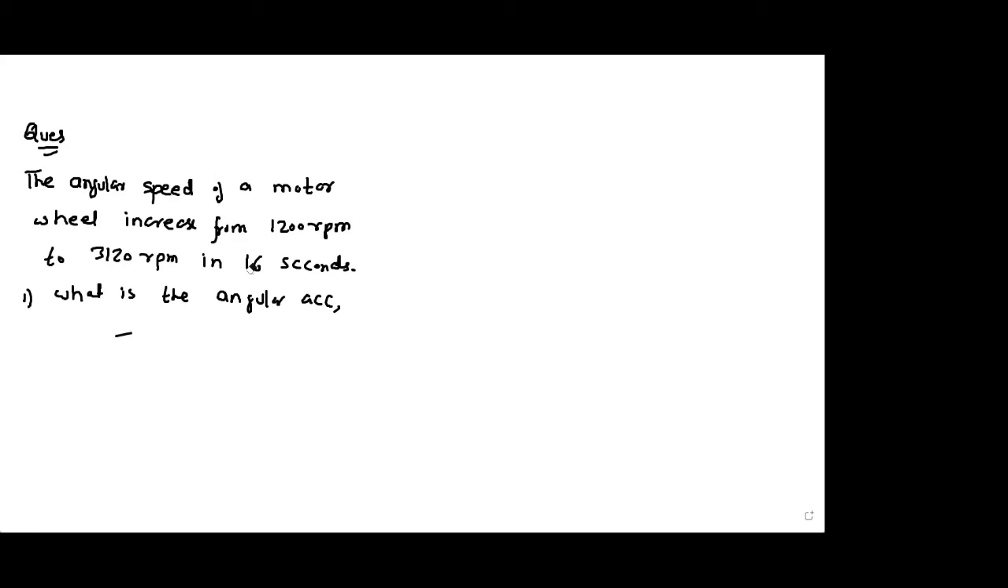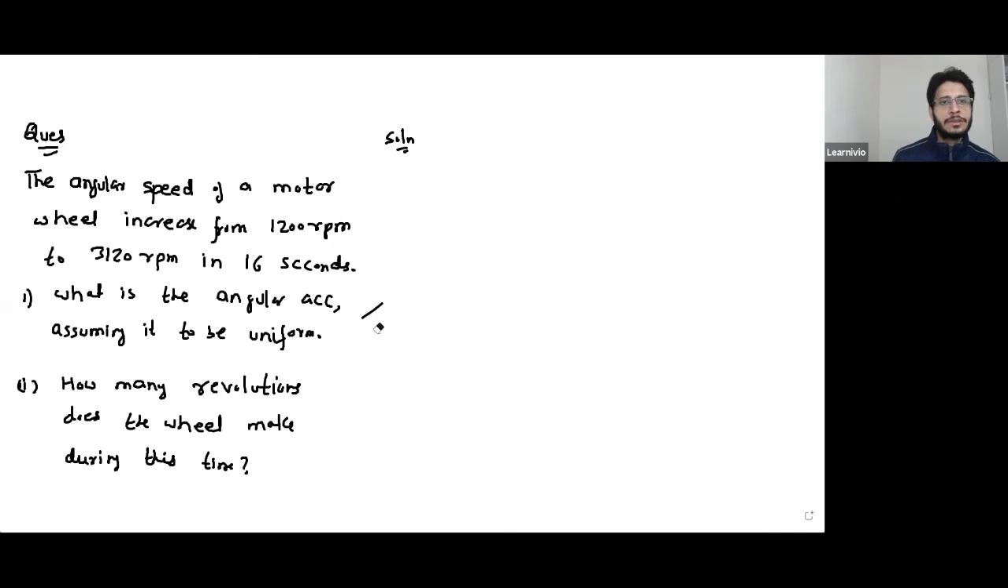Just one last question on this concept. The angular speed. If I take the first one, this 1200, this is omega naught, which is 1200 RPM, which is 1200 into 2 pi per minute divided by 60. It gets cancelled out, right? So it's 20. So your omega naught is 40 pi radian per second.